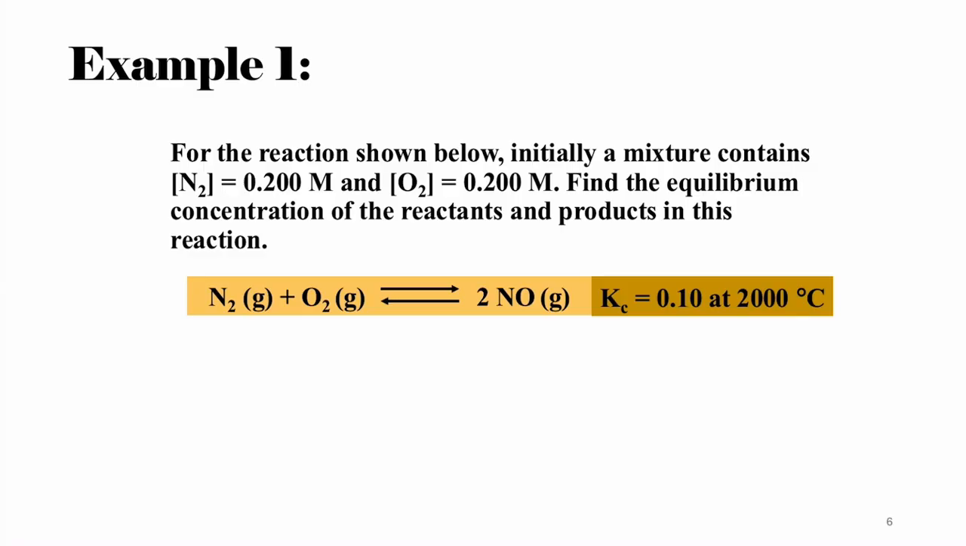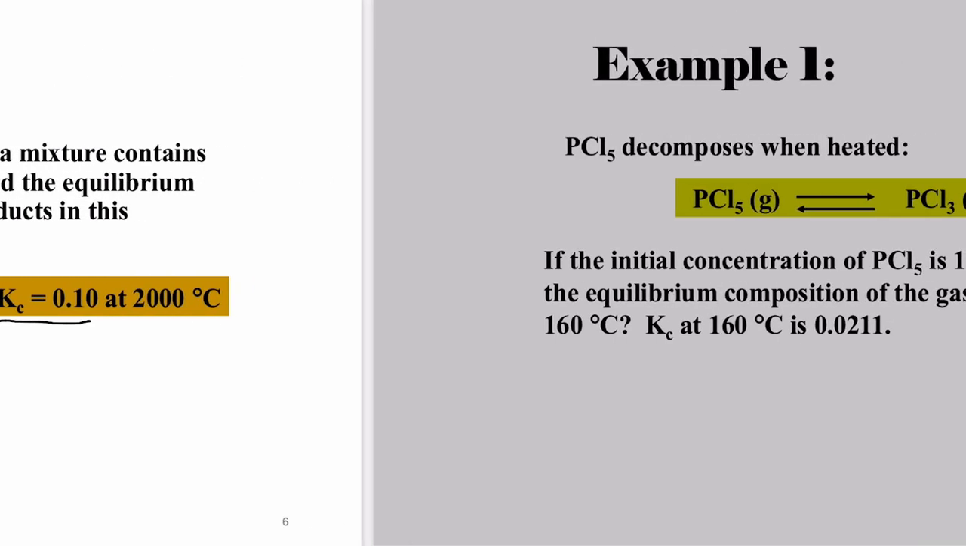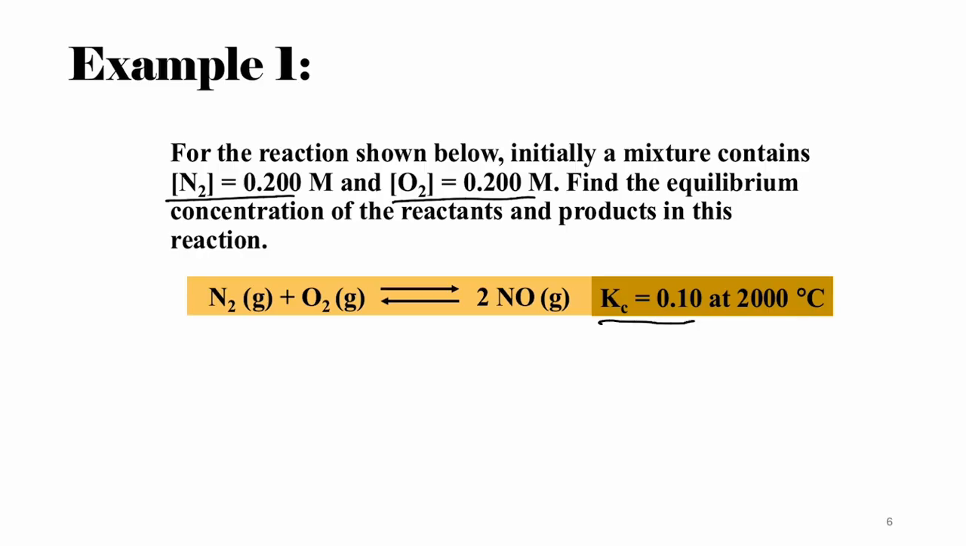Initially, a mixture contains 0.2 molar N2 and 0.02 molar of O2. We're given that it only has our two reactants initially, and they're at a certain concentration value. And we're given the equilibrium constant at whatever temperature this reaction is happening at. Then we want to find the equilibrium concentration of the products and the reactants here. All right, so we can always start with just writing our equilibrium.